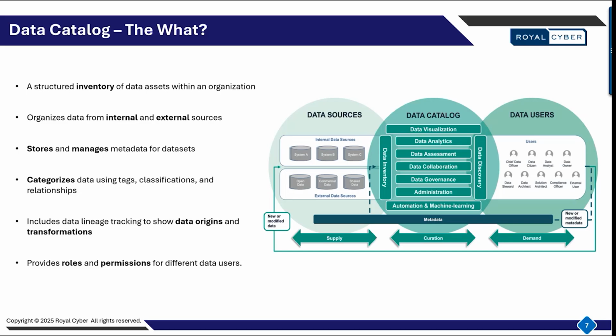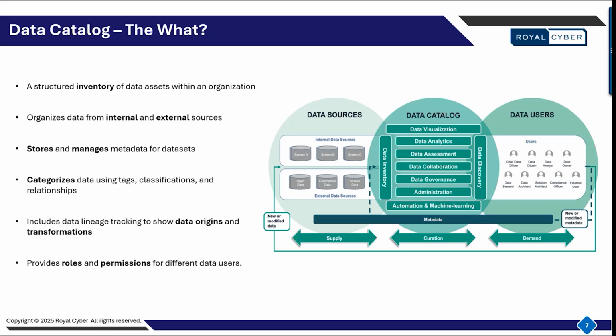It does this by organizing metadata, especially the descriptive information about your data, such as where it's stored, what it contains, and how it should be used. A well-structured data catalog categorizes information through tags, classifications, and relationships. For example, if a business analyst is looking for customer transaction data, instead of sifting through countless databases and spreadsheets, they can search in the catalog using relevant keywords and discover it very easily.